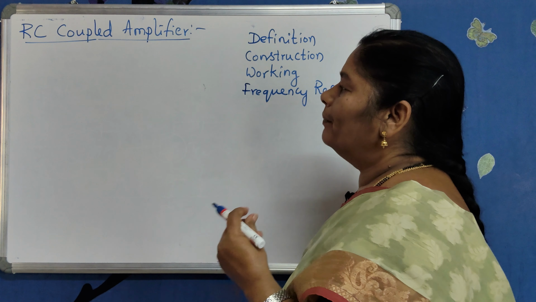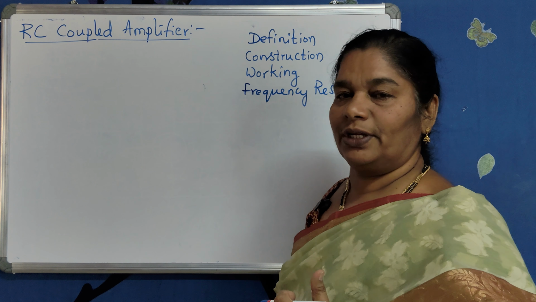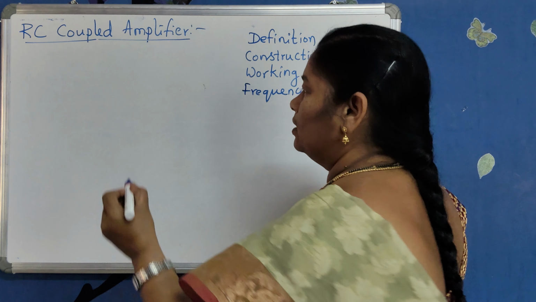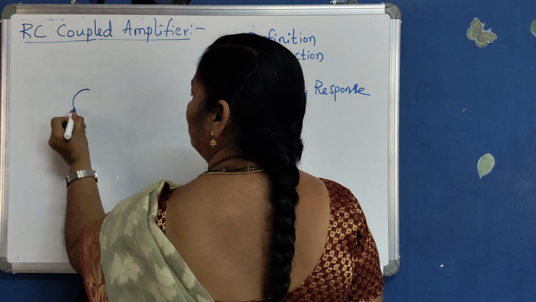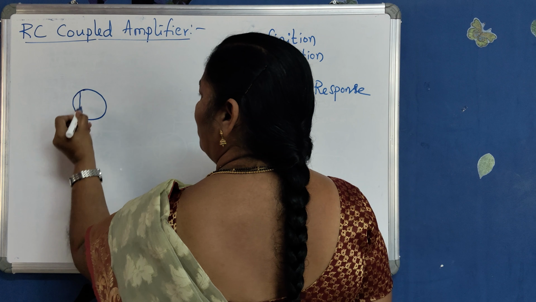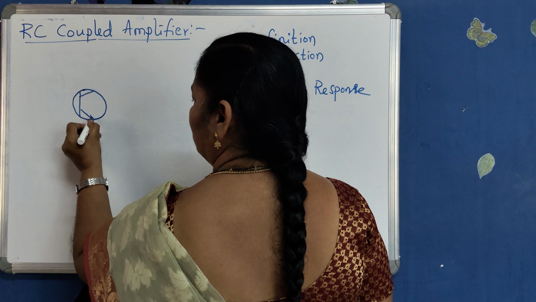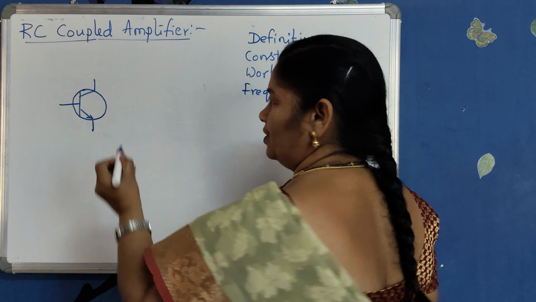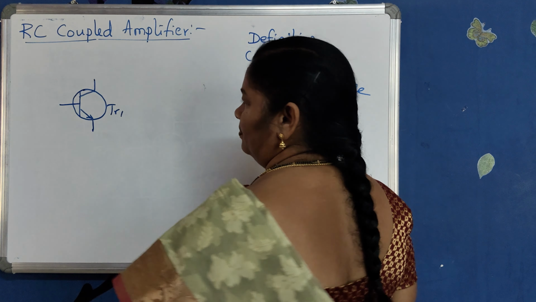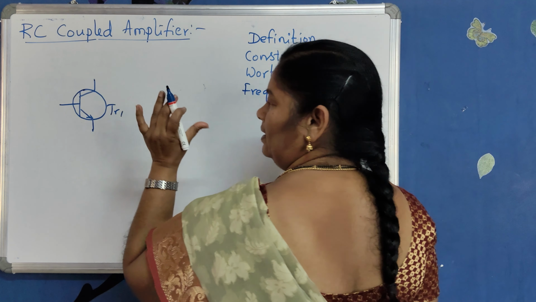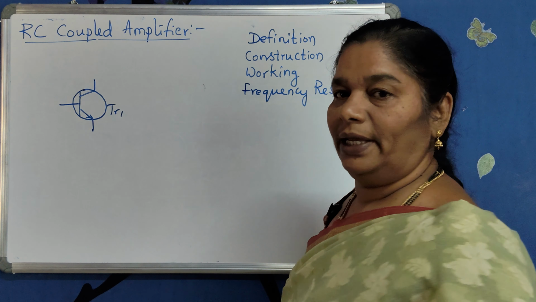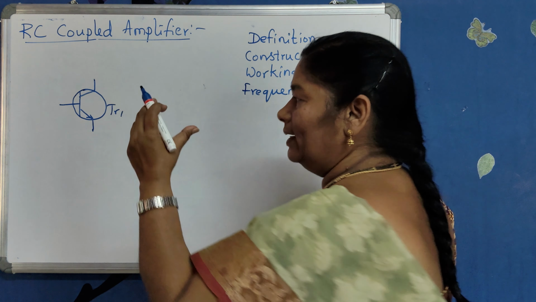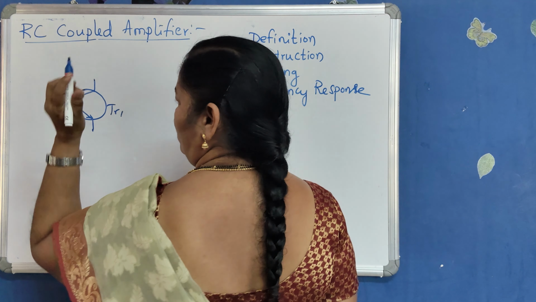Before going to the explanation, you must learn how to draw the circuit. The simple way is to start the circuit with a transistor. Here, this is an NPN transistor, TR1, and this transistor itself will not be enough to amplify the signal. It needs some associated circuit.